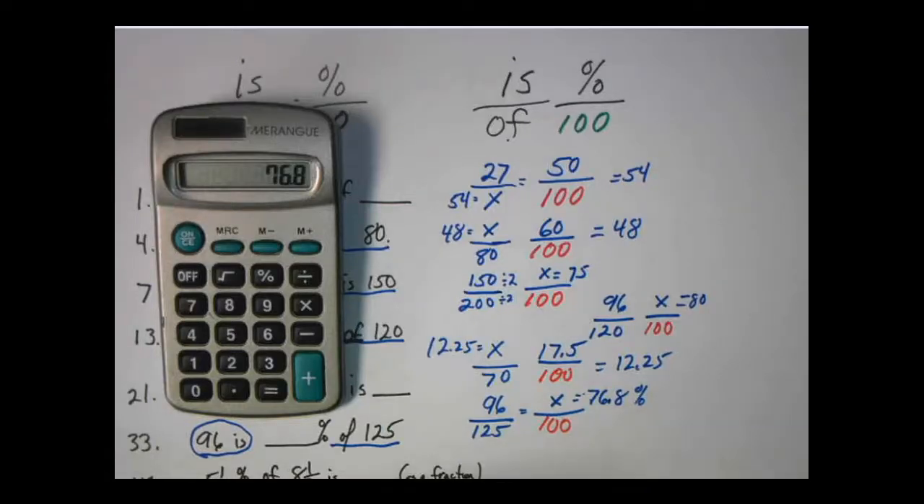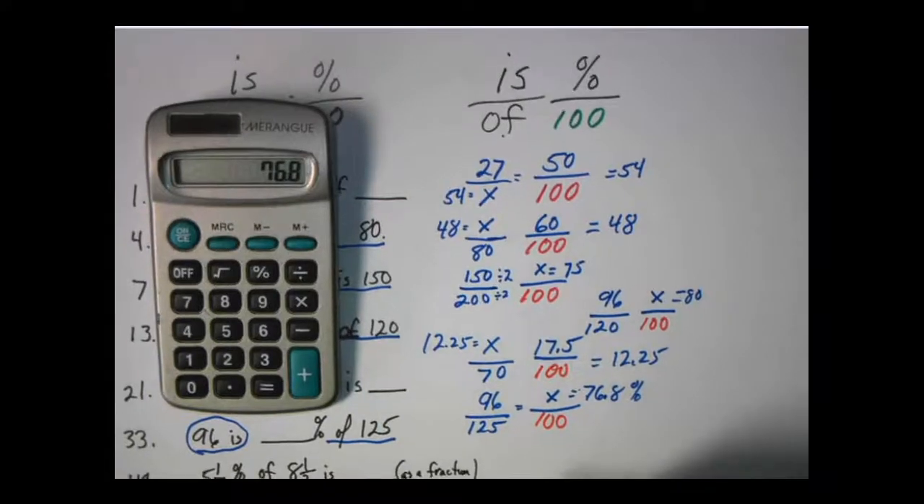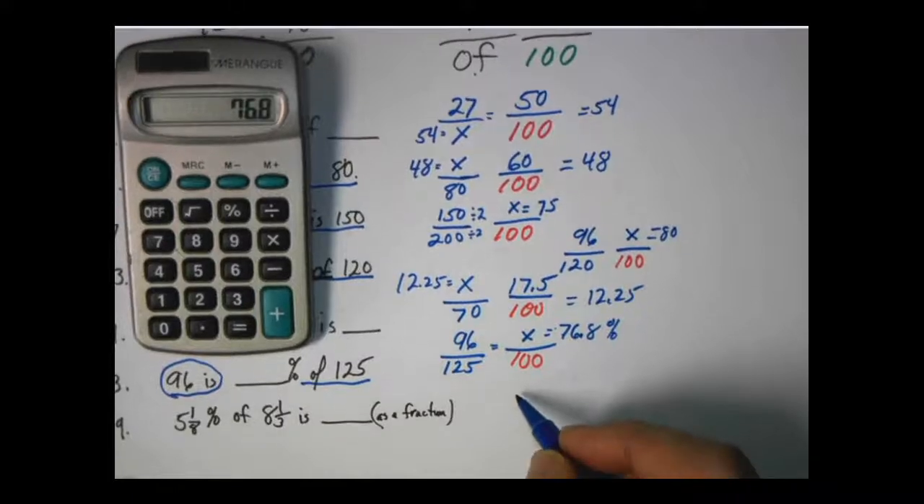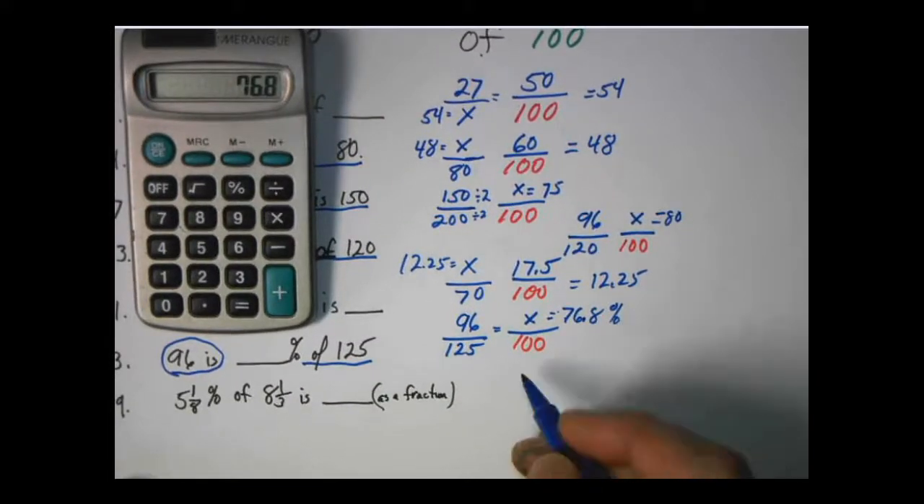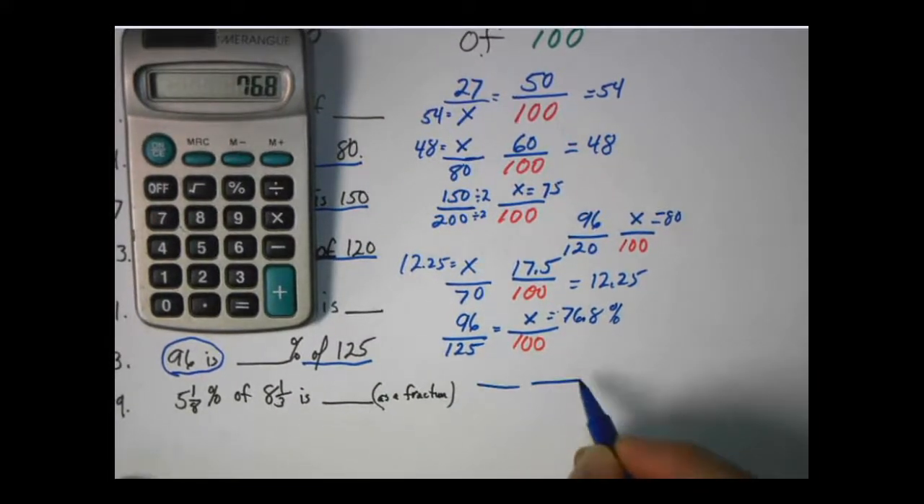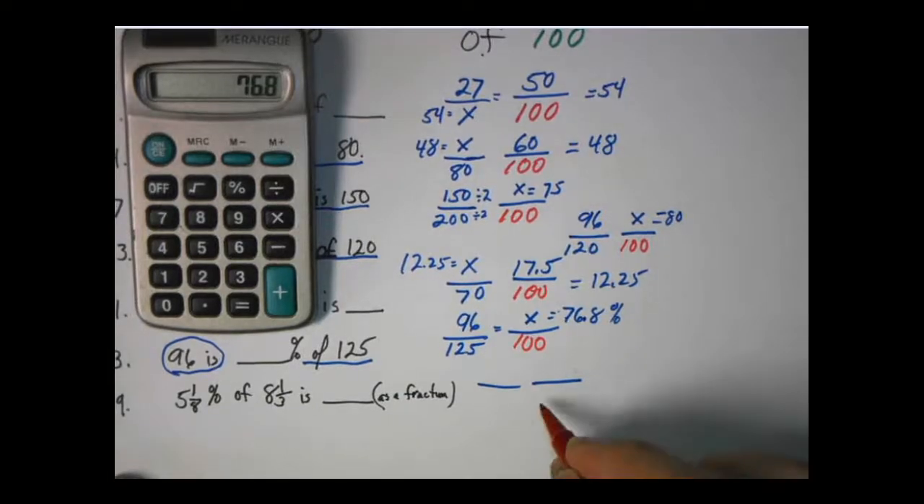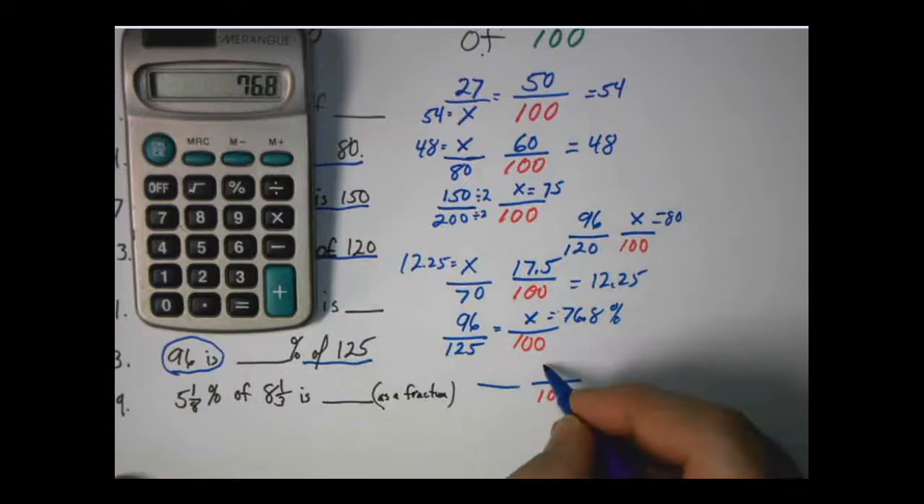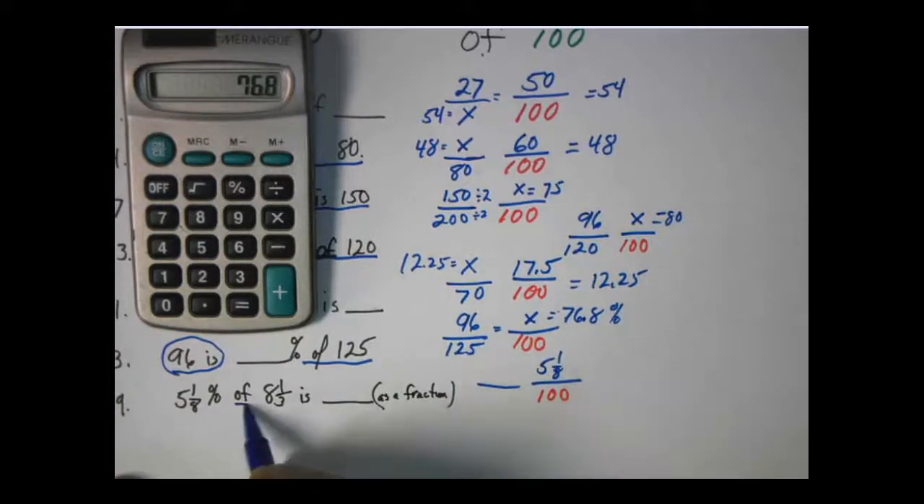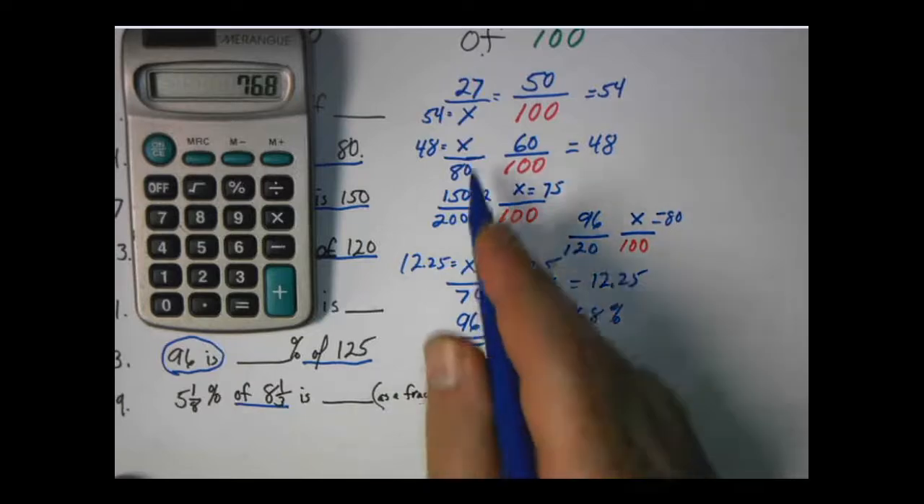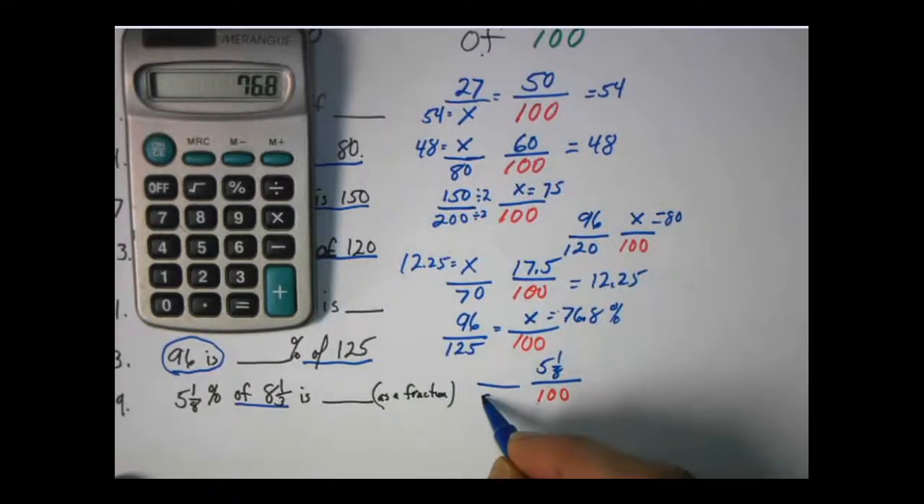I wanted to make sure we saw one of these because they're a little bit more fun to do. So let's scoot this up here so you can see it. The rules aren't going to change any. So that's going to be the 100. So I have 5 1/8%. Percents are going to go over 100, on the bottom, right? 8 1/3 is blank, and they want it as a fraction answer.